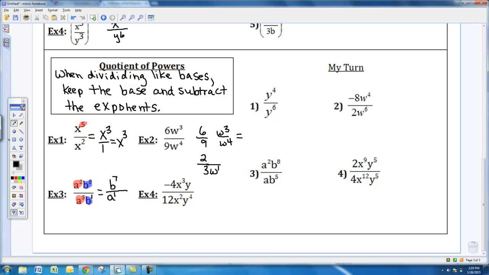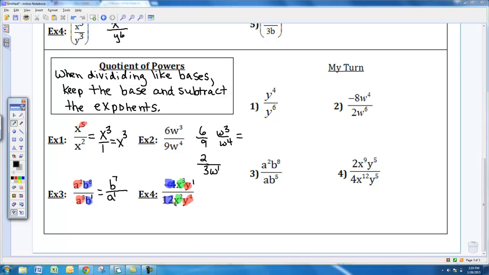Okay, one last example. We're going to treat this example as 3 different fractions to simplify separately. First, we have negative 4 over 12. We also have x cubed over x squared. And we have y to the 1st over y to the 4th. So first, let's simplify our fraction.